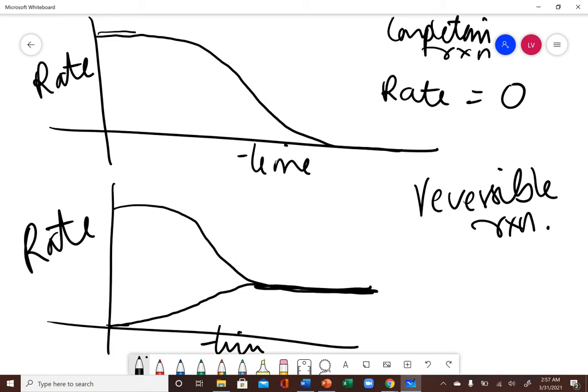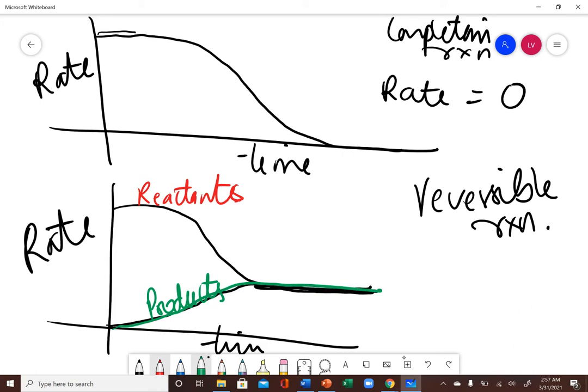I should have used a different color, right? So let me say this is the rate with respect to the reactants. Initially very high, comes down to a plateau. The rate with respect to the products is initially zero, but then picks up and then plateaus out.